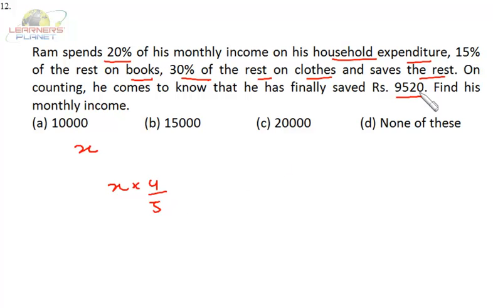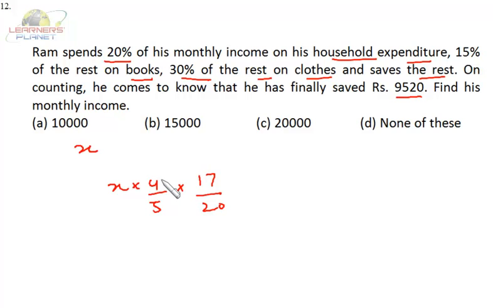He is now spending 15% of the rest on books. This is the amount which is left with him after household expenditure. Now of this he is spending 15% on books. Okay, that means now he is left with 85% of this amount. So 15% is 3 by 20. So he is spending 3 by 20 of this amount on books. That means he is left with 17 by 20 of this.